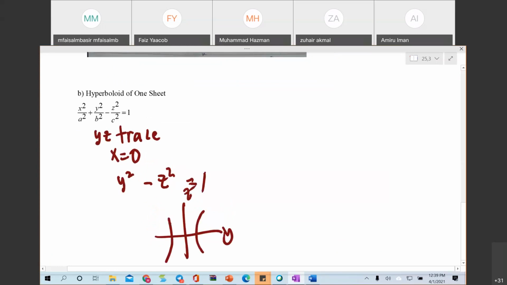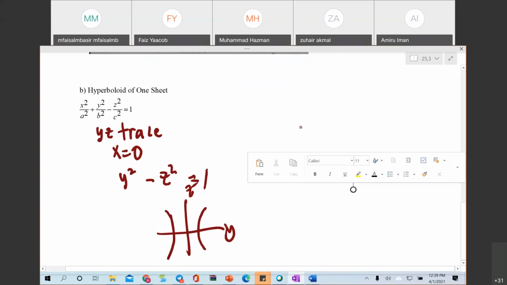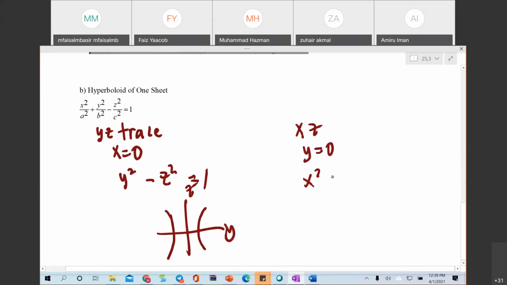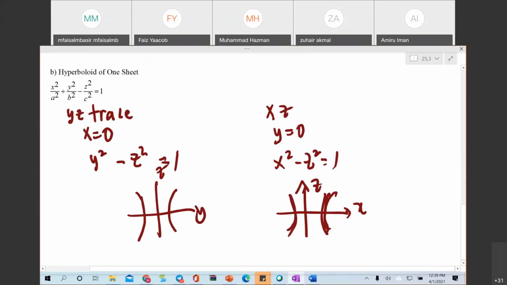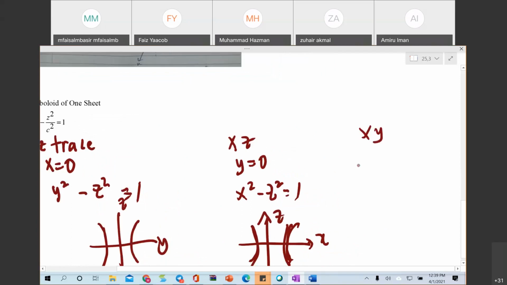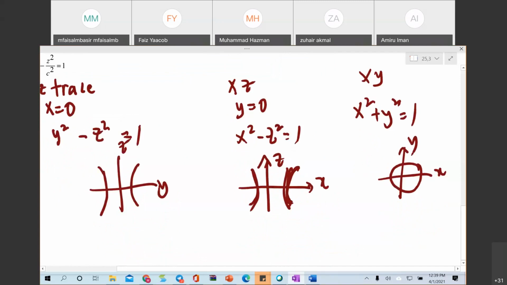In the yz plane. And then when y equals 0, we have x squared minus z squared equals to 1. This is z, and this is x. Same. So the graph touches the xz axes. And then lastly xy: x squared plus y squared equals to 1. So it is a circle, touching y and x. So inside this should be a circle.